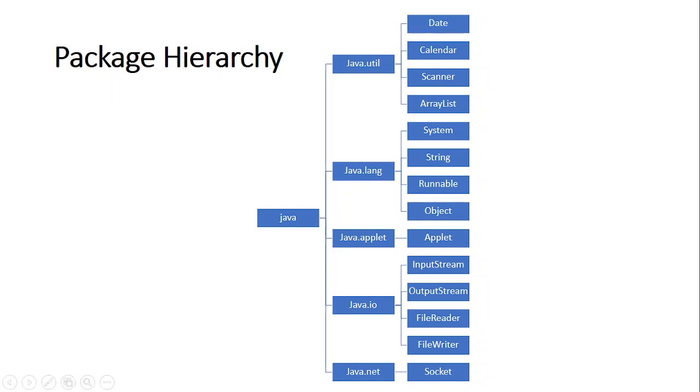Some of the classes which are available here is System. Now you know very well, System is actually a class, System.in, System.out, for the String, Runnable object, and so on and so forth. So these are available under java.lang. There is the java.applet package. We are going to create the applet later. This is also available under the Java package.